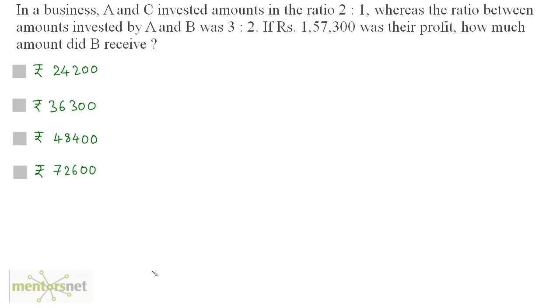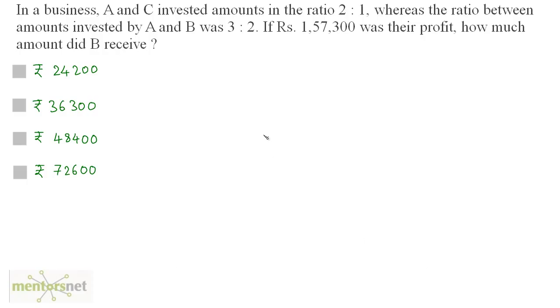In a business, A and C invested amounts in the ratio of 2:1, whereas the ratio between amounts invested by A and B was 3:2. If rupees 1,57,300 was their profit, how much amount did B receive?